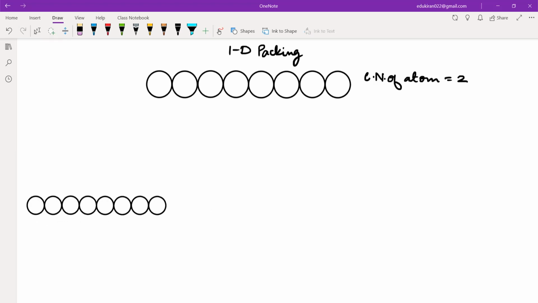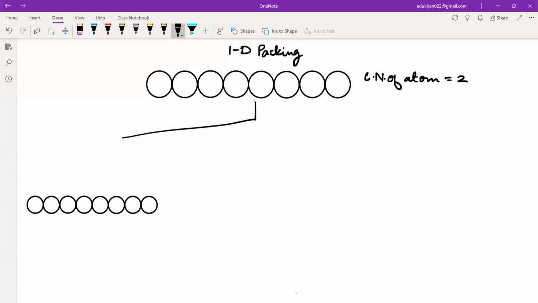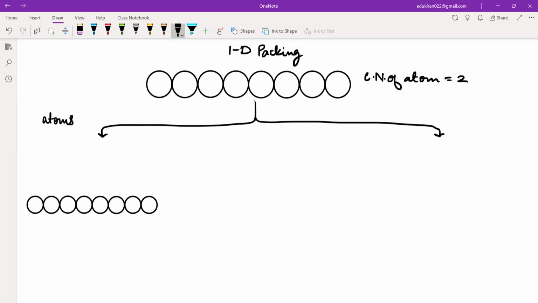So let me get those options first. From 1D packing, we are moving towards 2D packing. And in 2D packing, I've got 2 different options. In the first case, we are having atoms under atoms. In the second case, I am having atoms under depression. This part, I am calling this as depression.